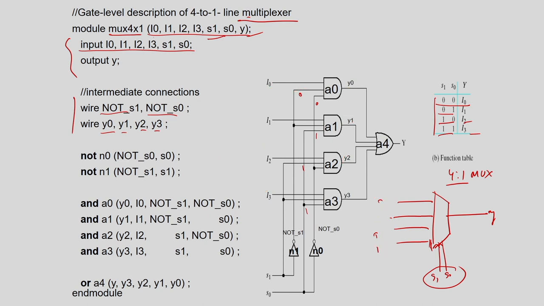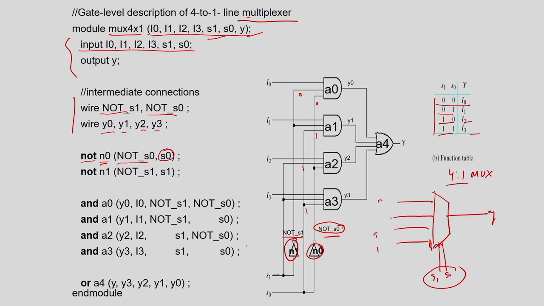So, now I have declared all the wires and I just have to make the connections, right. I first make this NOT gate. It is basically NOT of S1, so I will put a NOT gate. This is my N0 and N1. N0 is one instance of a NOT gate. The output is the NOT S0 wire and the input is S0. This is how I make this connection: S0 comes in and the output will be NOT S0.